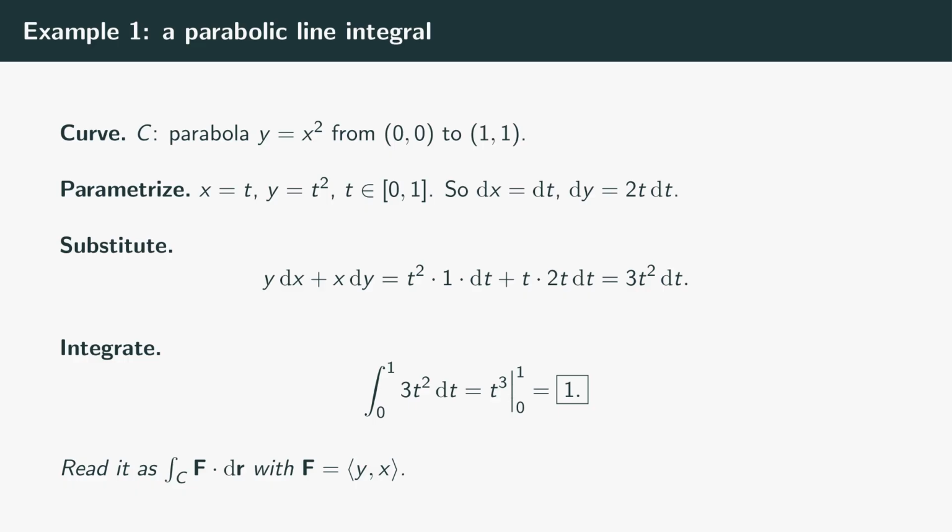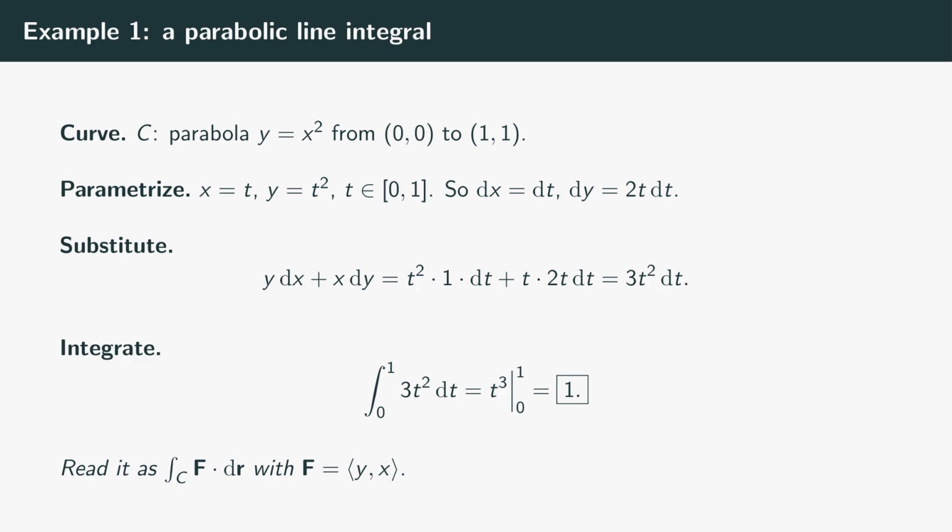Step 2. Compute the differentials. dx equals dt, dy equals 2t dt. Step 3. Substitute into the integrand. y dx plus x dy equals t squared times dt, plus t times 2t dt, which is t squared plus 2t squared, dt, equals 3t squared dt.